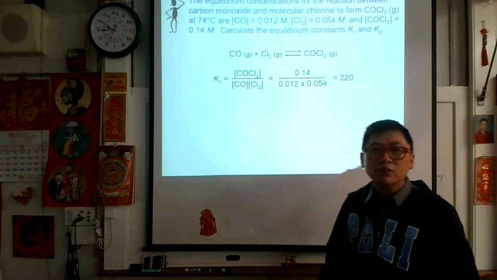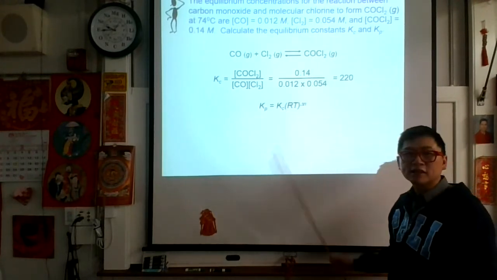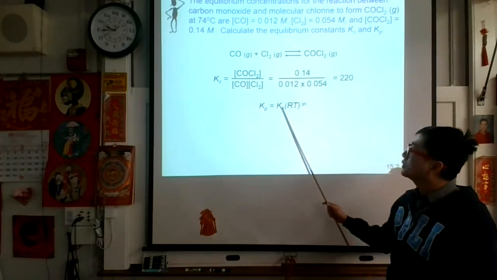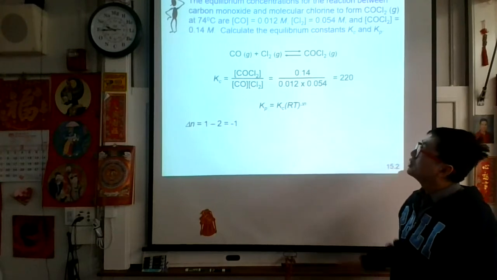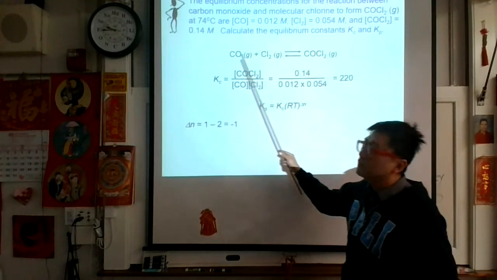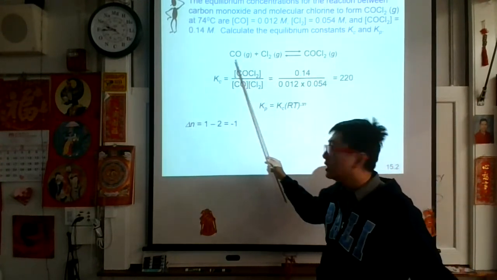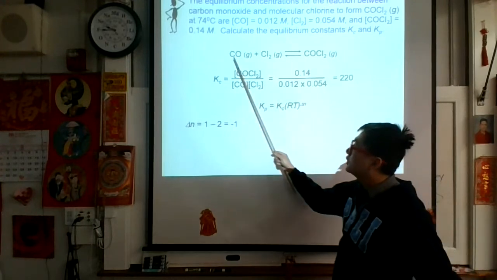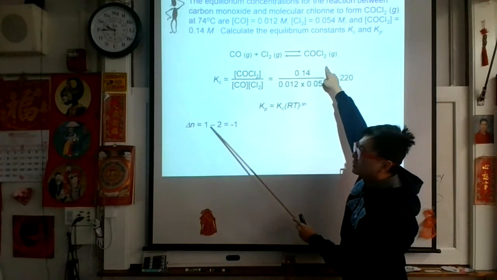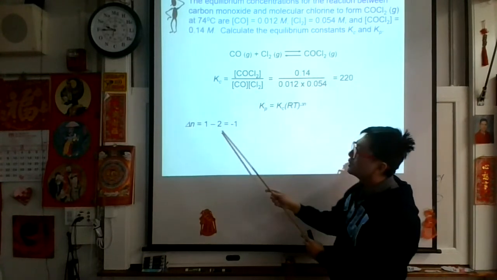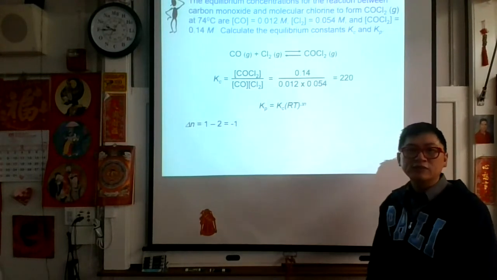The second part of the question is to calculate Kp. Well, Kp is equal to Kc times RT to the delta n. I know Kc, it's right here, 220. I also know delta n: coefficients of the products minus coefficients of the reactants. The product coefficient is 1. The reactant coefficients are 1 plus 1, or 2. 1 minus 2 is negative 1. So delta n is negative 1.